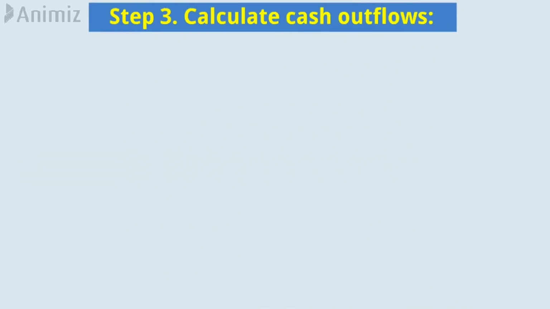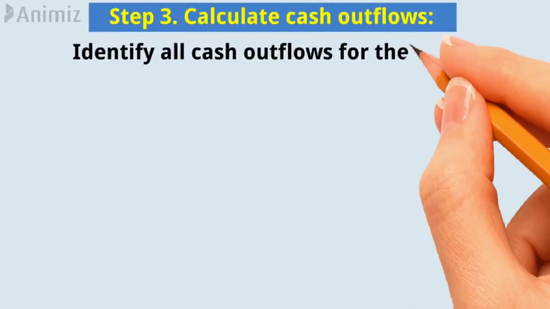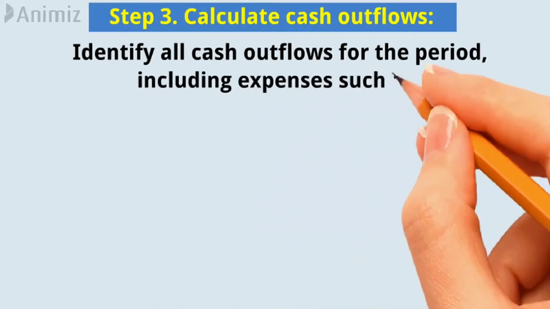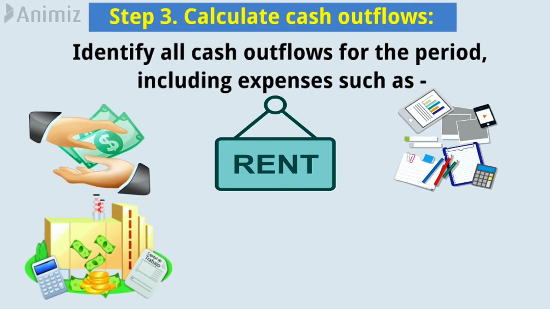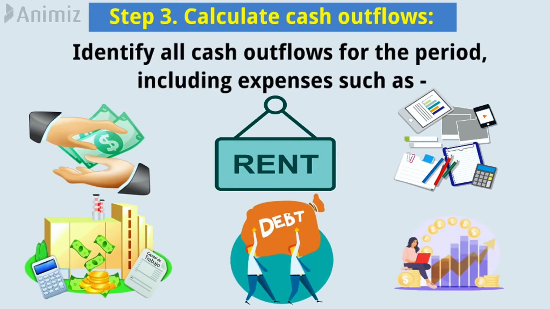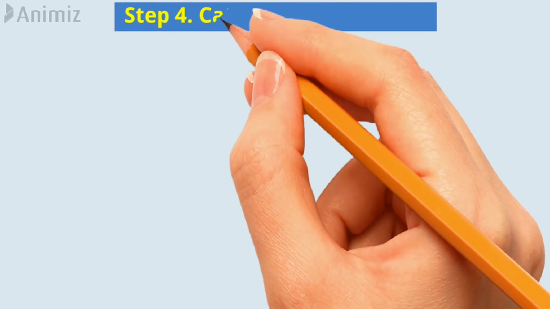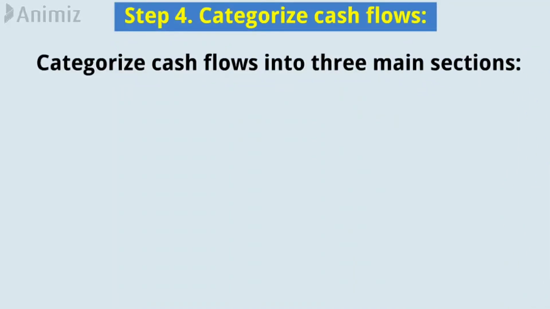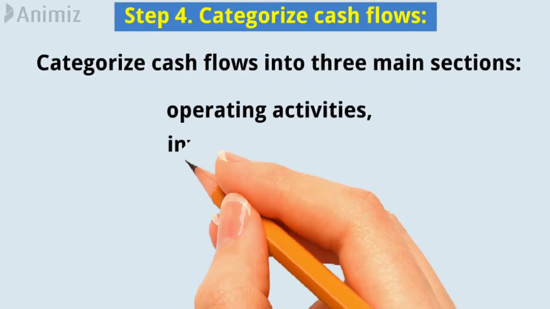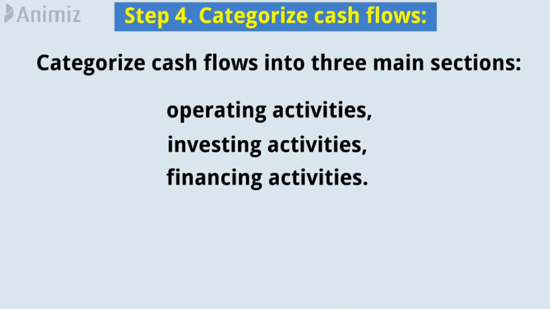Step 3. Calculate cash outflows. Identify all cash outflows for the period, including expenses such as salaries, rent, and supplies, as well as payments for capital expenditures, debt repayment, and dividends. Step 4. Categorize cash flows. Categorize cash flows into three main sections: operating activities, investing activities, and financing activities. I have discussed these parts earlier in this video.